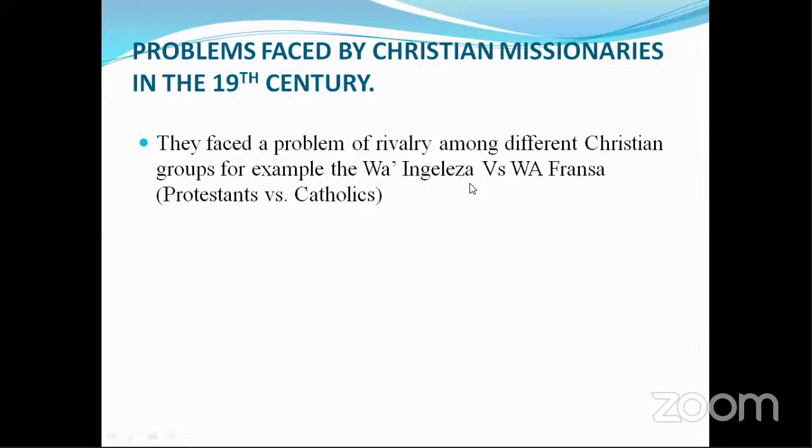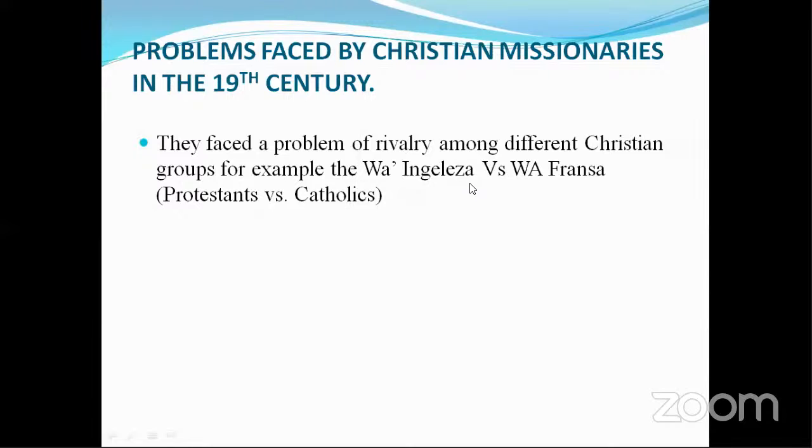All right. So we are saying that they faced a problem of rivalry among different Christian groups. For example, there were the English against the French, or Protestants against the Catholics. They were rivaling for converts, for Africans. Each group wanted to convert as many as possible to their side. So yes, there was that competition, which was not so good and was such a big problem to the missionaries.